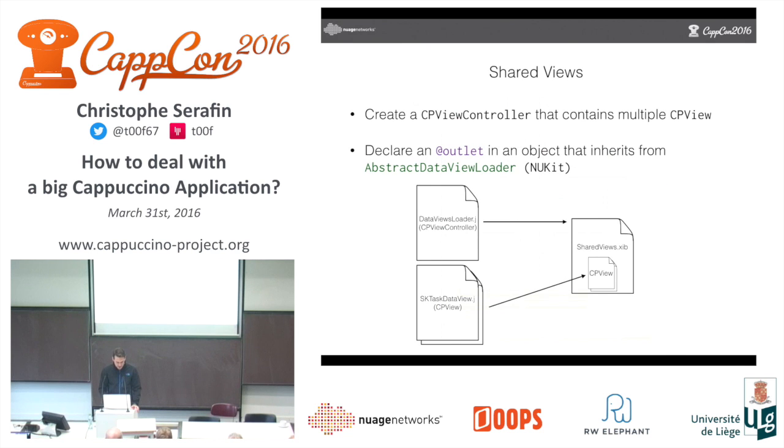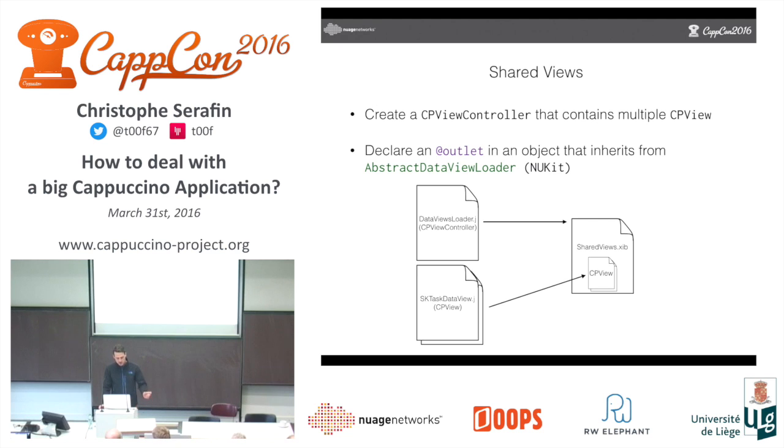And it's actually very, very simple. We were talking about the NUKit this morning, and the NU module. In the NU module, we have this capability to register a data view for a specific kind of class, a kind of model. So we decided to create the data view loader, which is basically a CPViewController that is the owner of the shared view. And within the shared view, we declared all the CPViews that we wanted. So all the 150 CPViews, all the data views.